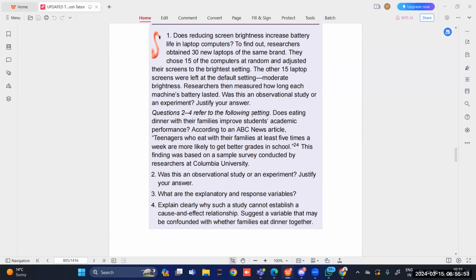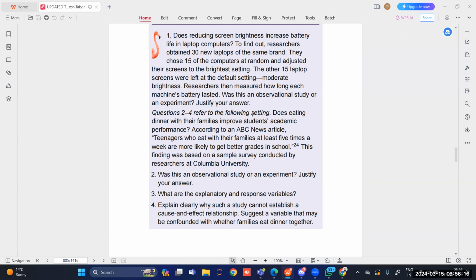What will it be, Zaid? Come on. I think it's an experiment. No, it will be an observational study because it is an article in the newspaper. Yes or no? So this one is going to be an observational study. Correct. So what are the explanatory and response variables?